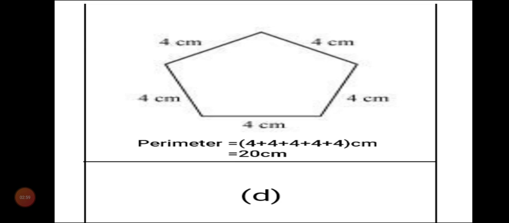Now part D. In this figure you can see a pentagon, a five-sided figure, and because all the five sides are equal, each equal to 4 centimeter, we can call it a regular pentagon. Dear students, if all the sides are equal, then we call that particular figure a regular polygon. So let us add all the five sides. 4 plus 4 plus 4 plus 4 plus 4 gives you 20 centimeters.